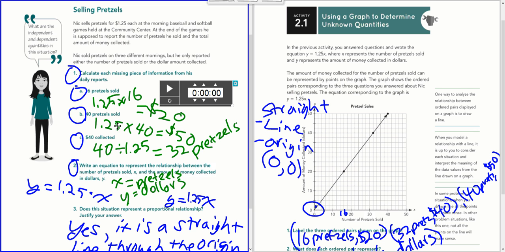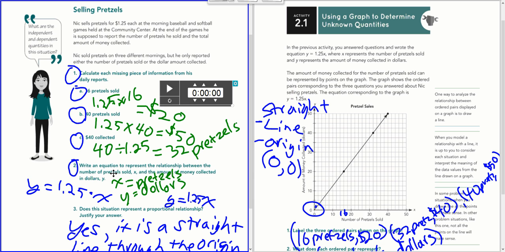And then 40 pretzels, similar strategy, $1.25 times 40 would give me $50. And then if they collected $40, I need to divide that by $1.25 because for every $1.25 that I get in this 40, it's one pretzel. So if I split that out, I get 32 pretzels as my answer.